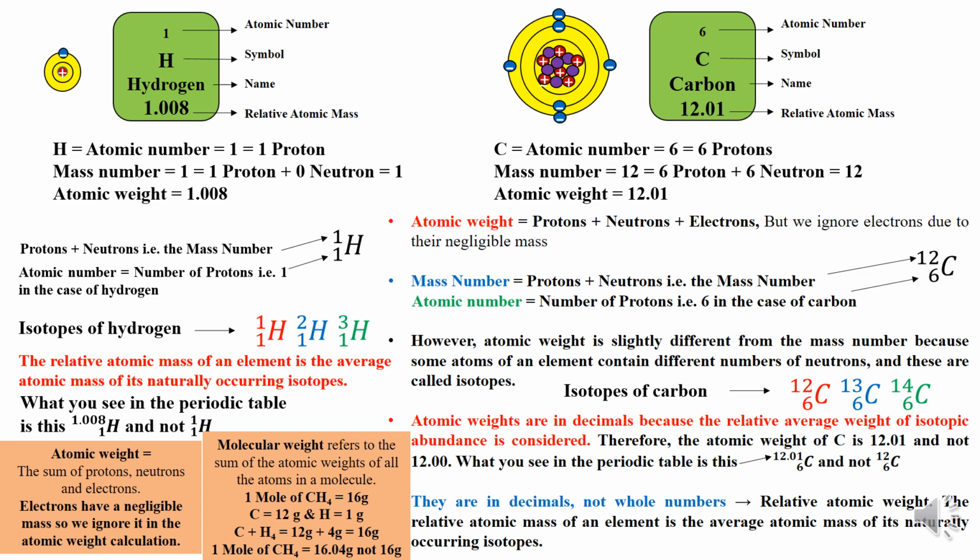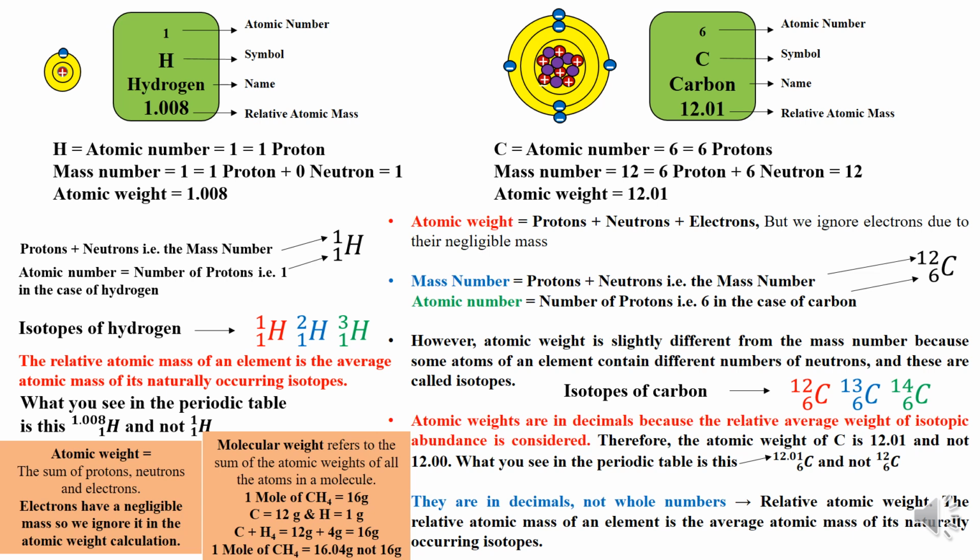And molecular weight refers to the sum of the atomic weights of all the atoms in the molecule. For example, in case of the methane molecule, you find the carbon atom is covalently bonded to 4 hydrogen atoms. And therefore, 1 mole of methane contains 16 grams. So atomic weight of carbon is 12, hydrogen is 1. So when you sum up, you end up with 16 grams.